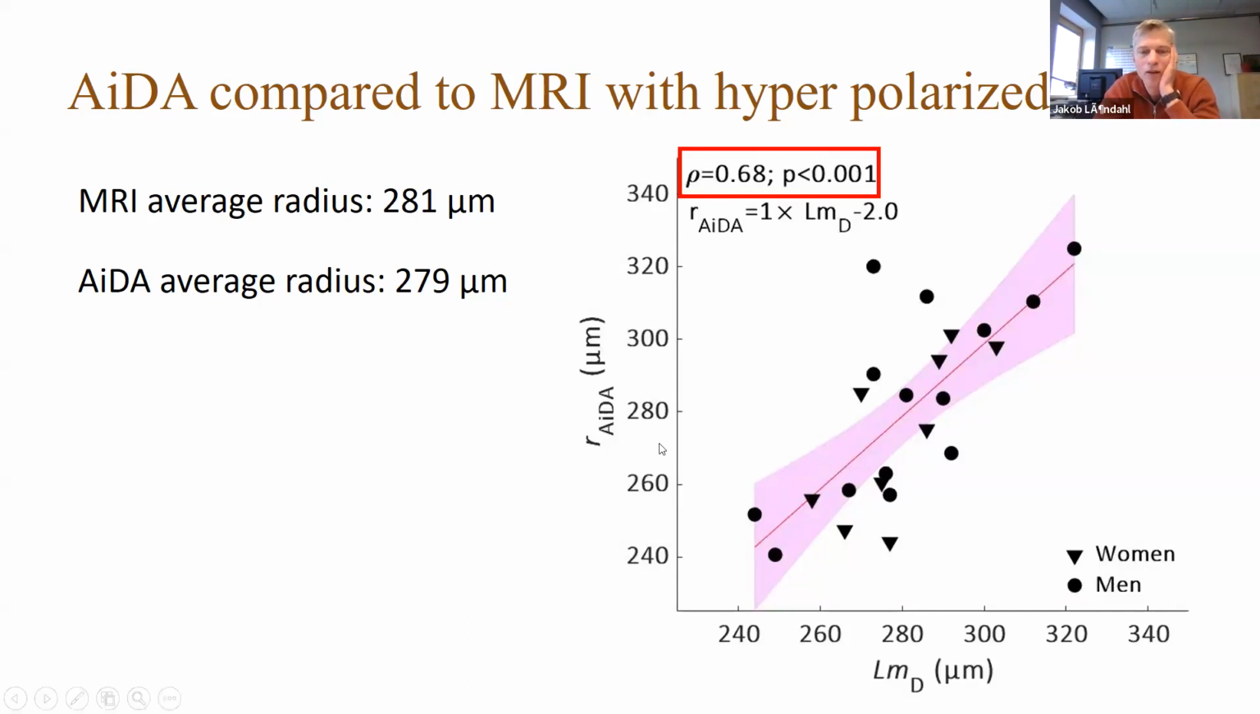So those with smaller alveolar dimensions measured with the aerosol method also had smaller alveolar dimensions measured with the MRI method. And we could see in this study also that the alveoli increased with age, which is expected, although everyone was healthy.